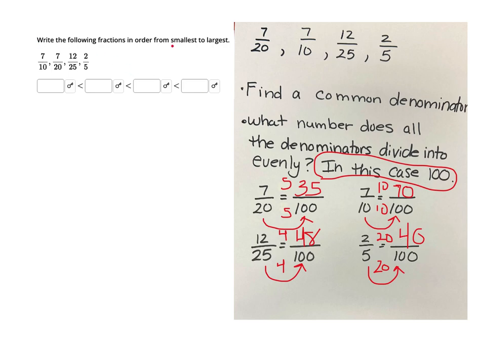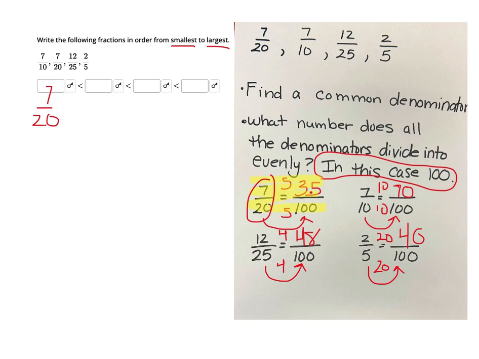So it says we have to write it from smallest to largest. So going in order, it looks like this one here is the smallest because it's 35 out of 100 and all the other ones are bigger than 35. So I'm going to put in here not 35 out of 100. They want the original fraction. So we're going to write 7 over 20 is the first fraction. That's the smallest. That's going to go here.